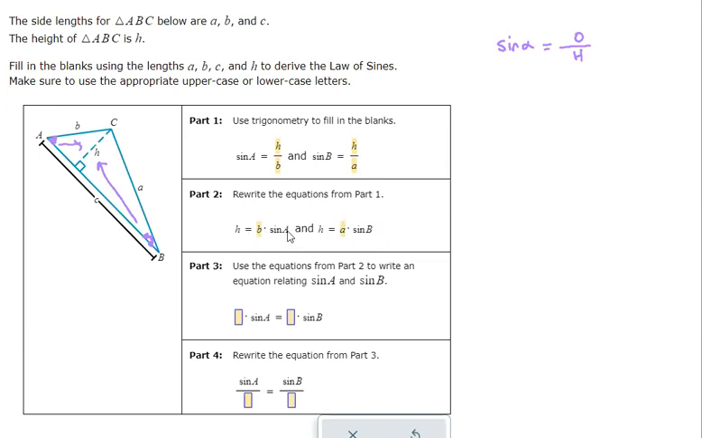Since the left sides of these two equations are equal, the right sides of these two equations have to be equal as well. So B times sine A, where I'm basically substituting H in the other equation, equals A times sine B. Okay, so B times sine A is the same as A times sine B. And you may leave it this way, or you can divide both sides of the equation by A and B just to rewrite this equation.